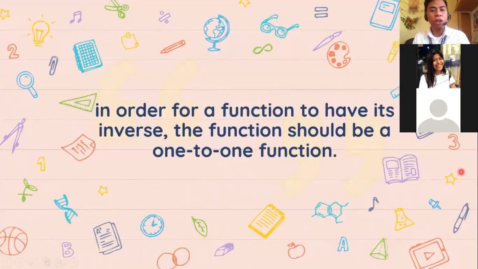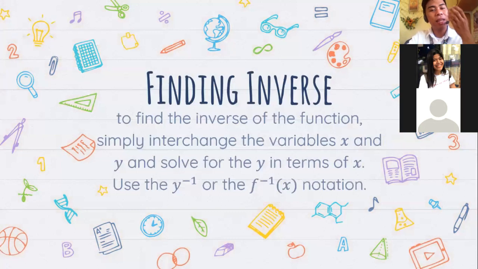In order for a function to have its inverse, a function should be a one-to-one function. Para masabi natin na ang function ay may inverse, dapat siya po ay one-to-one. So kapag hindi po one-to-one ang ating function, wala po siyang inverse. Okay, maliwanag po ba? So ngayon, kunwari nalaman na natin na one-to-one siya and meron siyang inverse. Ngayon, hahanapin natin yung inverse.